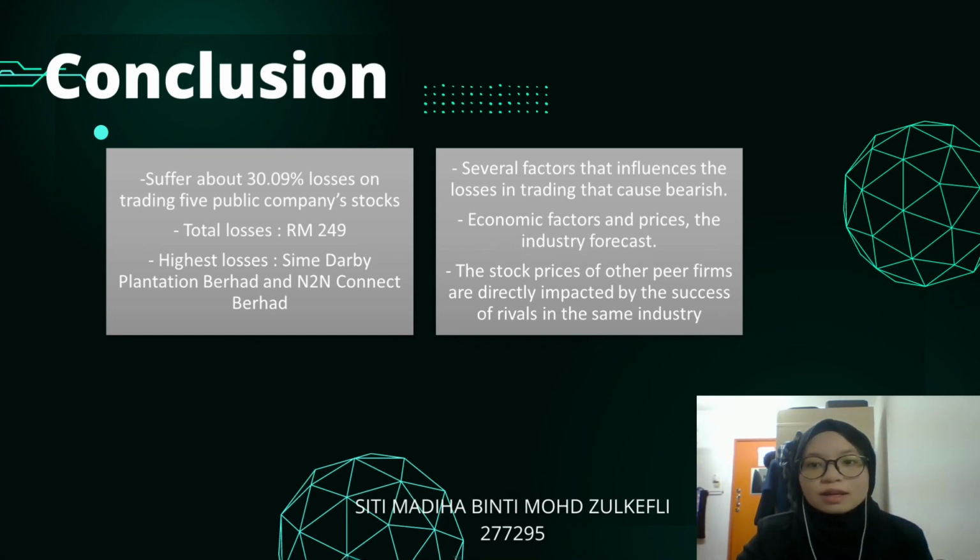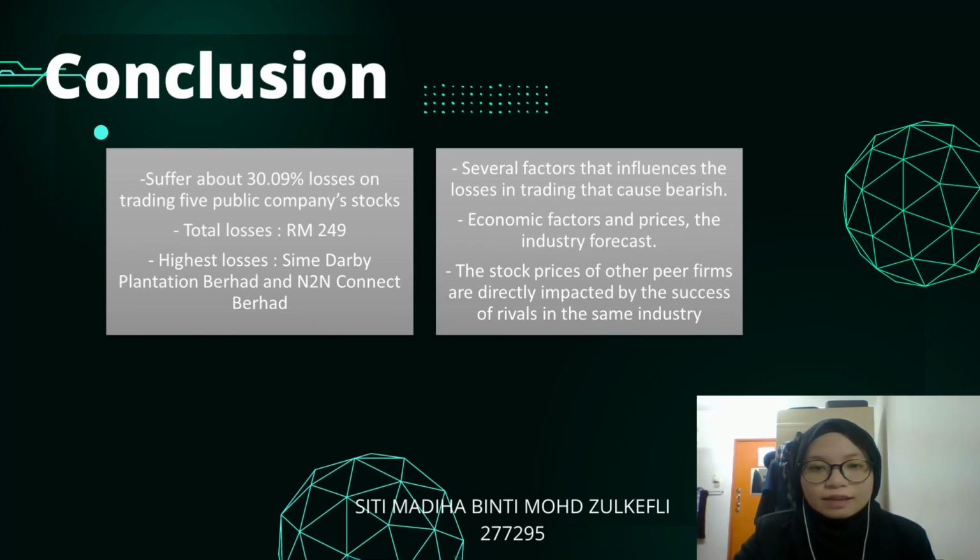The highest losses stock was recorded from Sam Davi Plantation Berhad, which is negative RM2,270, followed by End-to-End Connect Berhad, which is negative RM2,604. We conclude that all the bearish pattern in 5 stocks was influenced by several factors in the economy and industry environment. Obviously, one of the major elements influencing the price of stock is economic outlook.